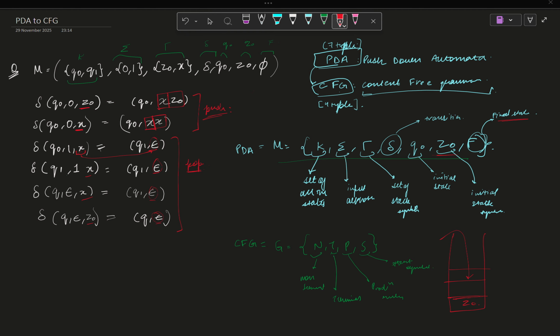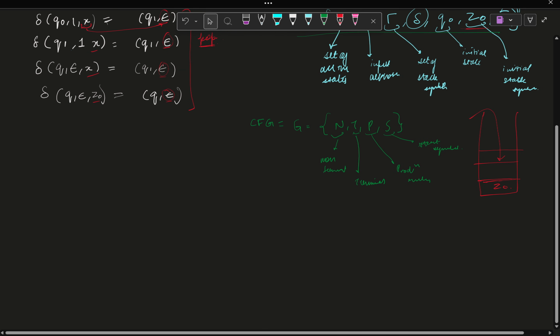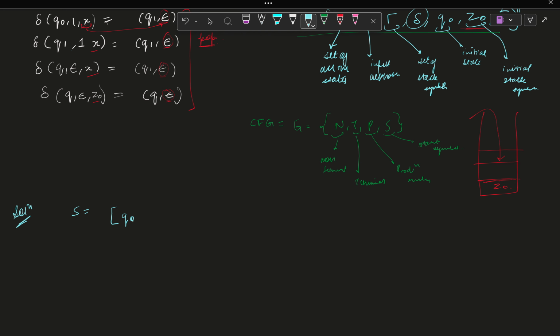And this is how we can finally start making a CFG out of our PDA. For defining a CFG, as we have already seen, the four things that we need to define are non-terminals, terminals, production rules, and start symbol. So the first thing we have in our solution is, let's start by defining the start symbol. The start symbol here is Q naught, Z naught, Q naught, and Q naught, Z naught, Q1. Why is it so?